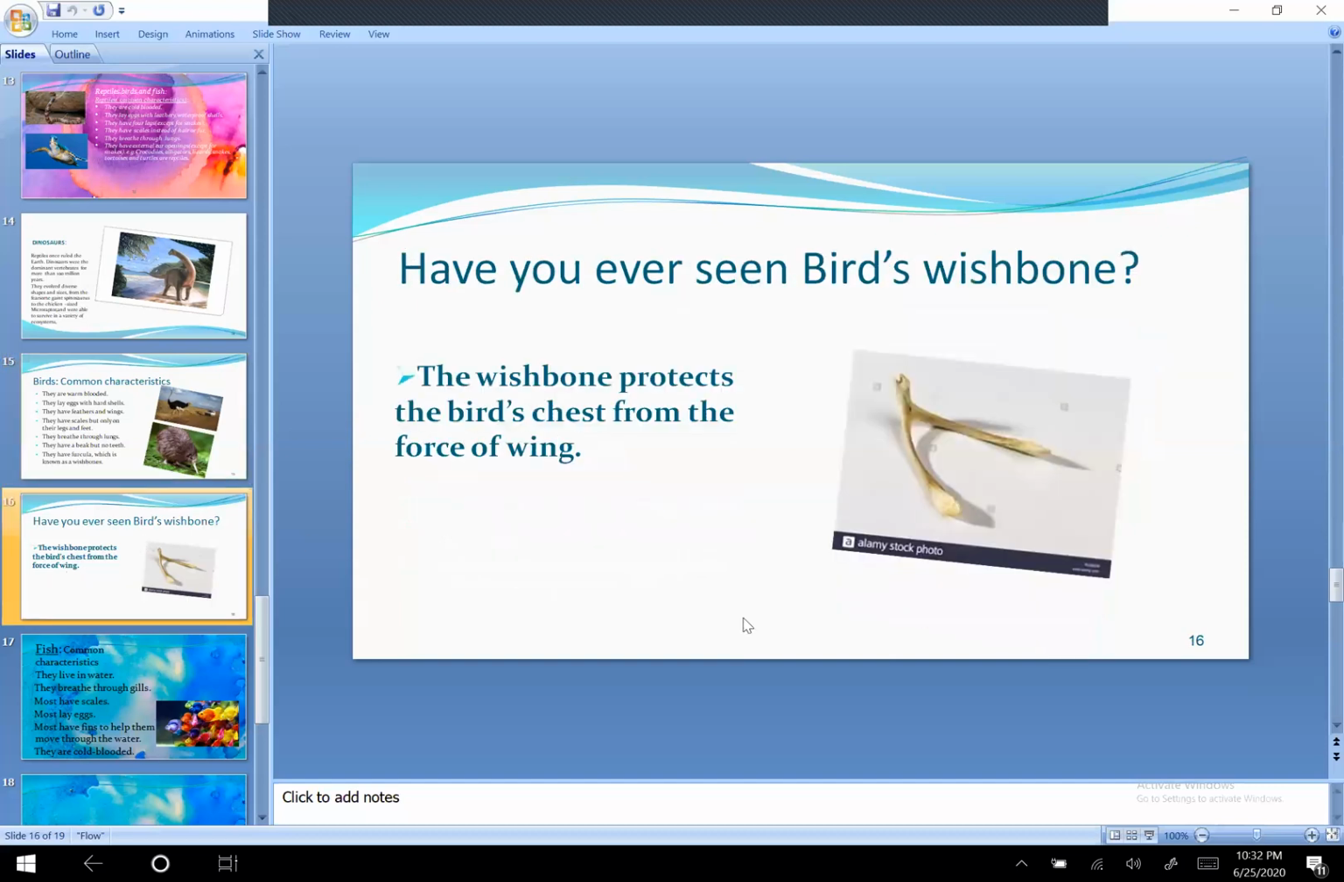In the next diagram you can see over here the furcula. This wishbone or furcula protects the bird's chest from the force of flight. This furcula is attached to the shoulder and fused to the sternum or breastbone of the bird.